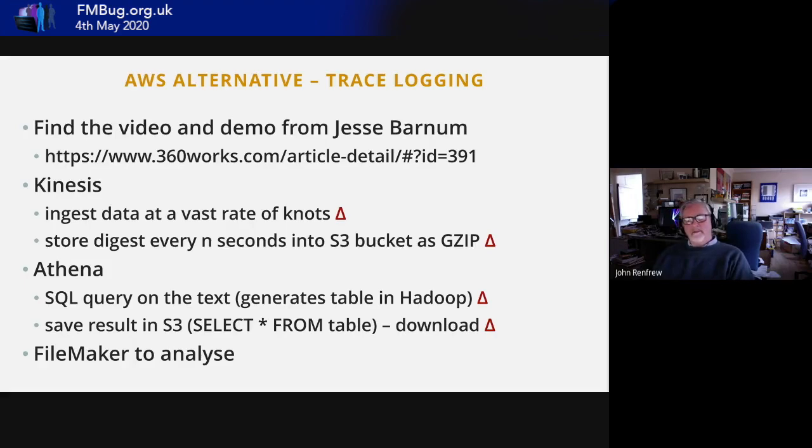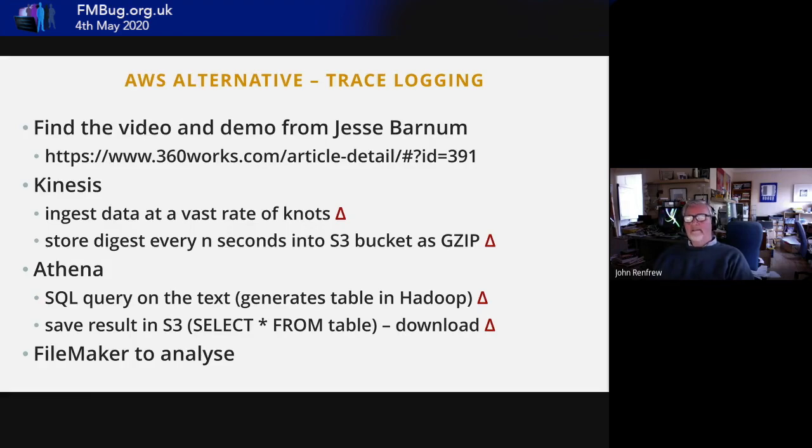Athena is a completely different service that will allow you to run a SQL query on the plain text that's inside that file. Essentially, behind the scenes, it generates a table in Hadoop to query. But what you get back is potentially a CSV file. So you select everything from everything in there. You could be pushing data for several hours, just do a SQL query, say, give me everything back as a CSV file. It ends up in an S3 bucket, which you can download automatically as well, and start analyzing in FileMaker.